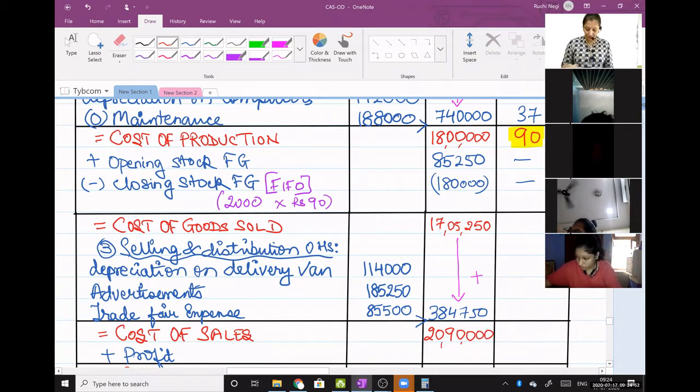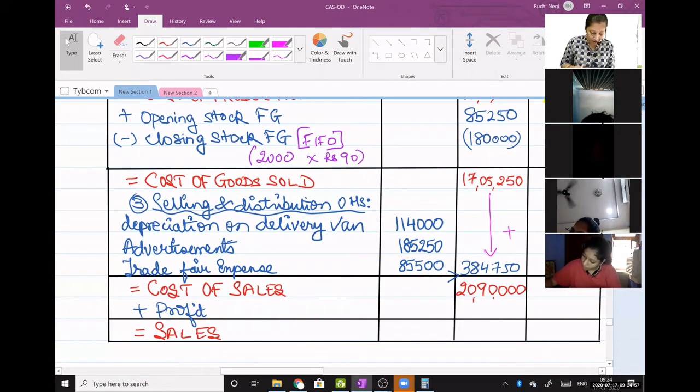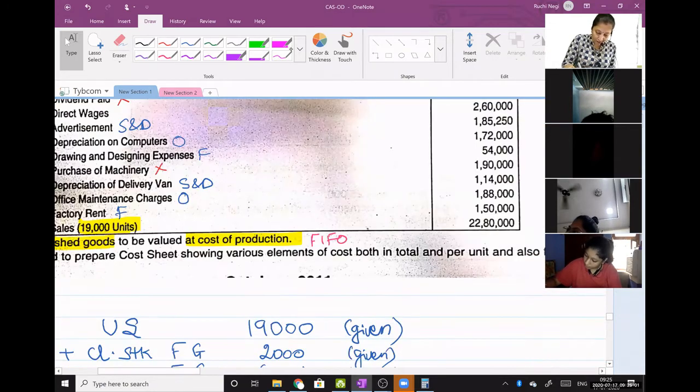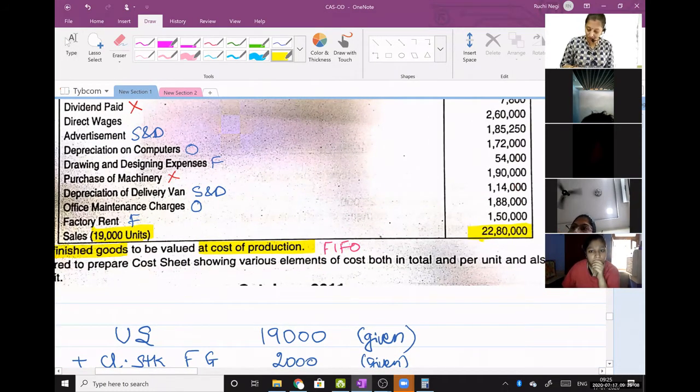Then profit and sales. Let us see if it is given or some ratio must be given in the question. Oh, great. They have given you sales value, 22,80,000. So let us write that.